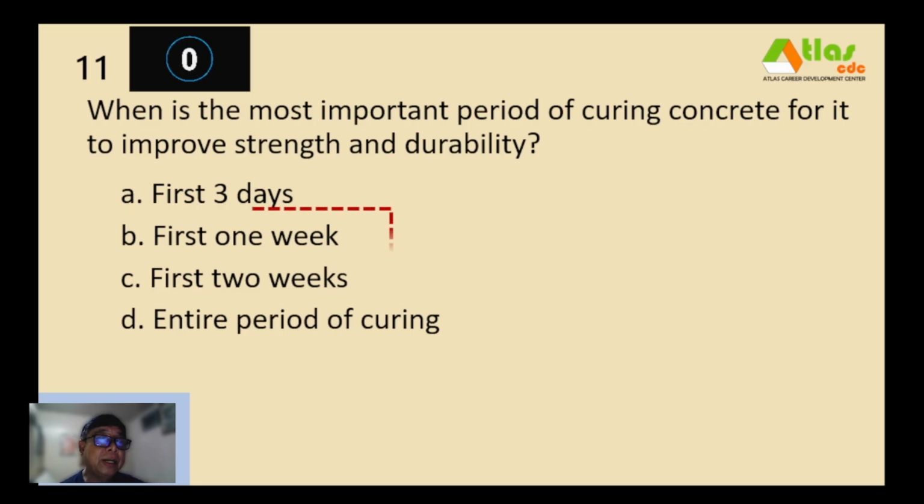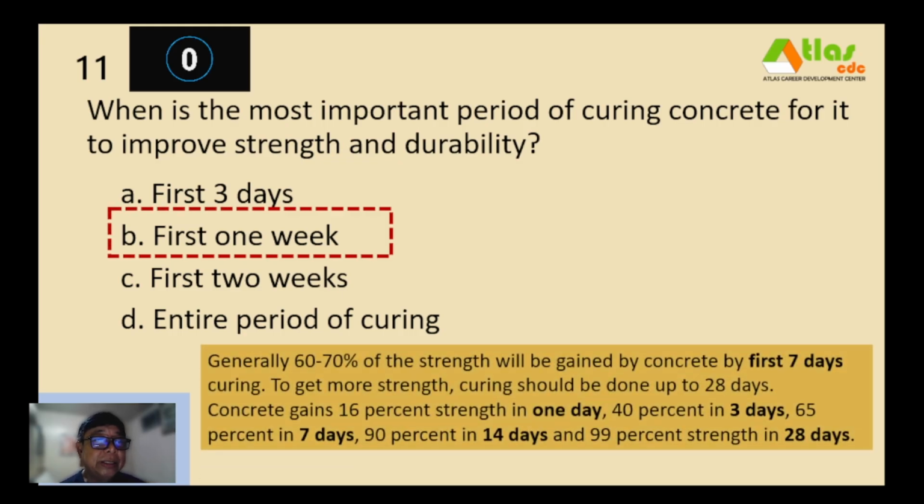And our correct answer is letter B, first 1 week. So generally, 60 to 70% of the strength will be gained by concrete by the first 7 days curing. To get more strength, curing should be done up to 28 days. Concrete gains 16% strength in 1 day, 40% in 3 days, now 65% in 7 days, 90% in 14 days, and 99% strength in 28 days.